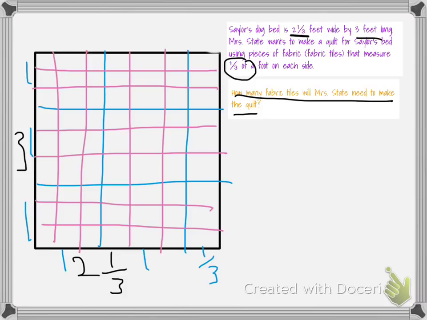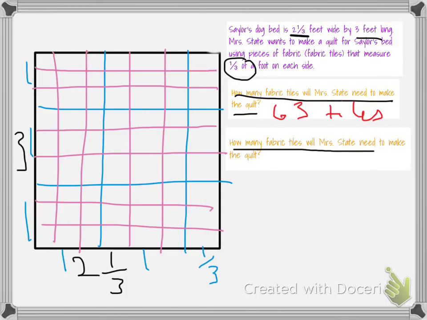Okay, the next step to figure out how many fabric tiles I'll need is to just count them. So I go 1, 2, 3, 4, 5, 6, 7. I'm going to count the whole thing. When I'm done counting, I had 63 tiles.